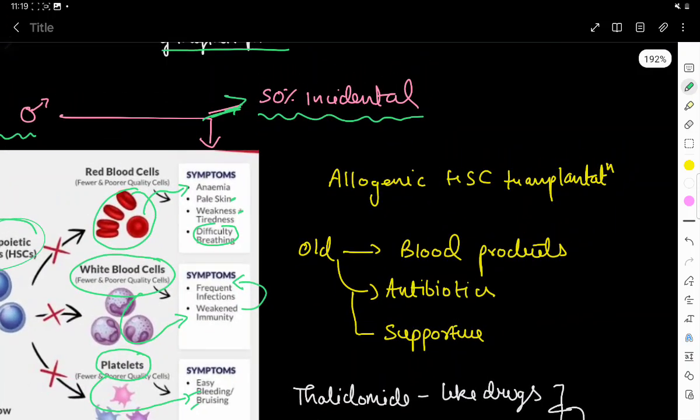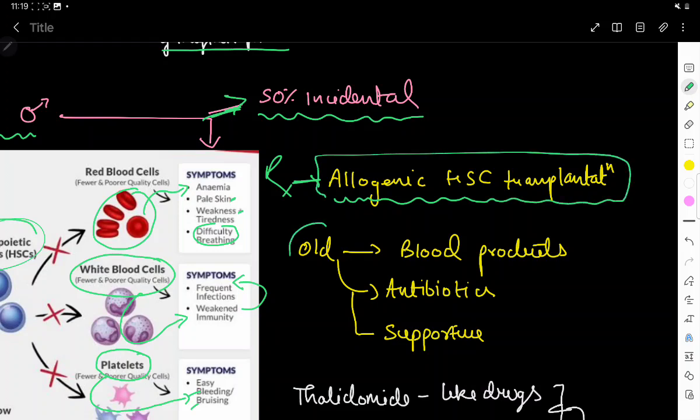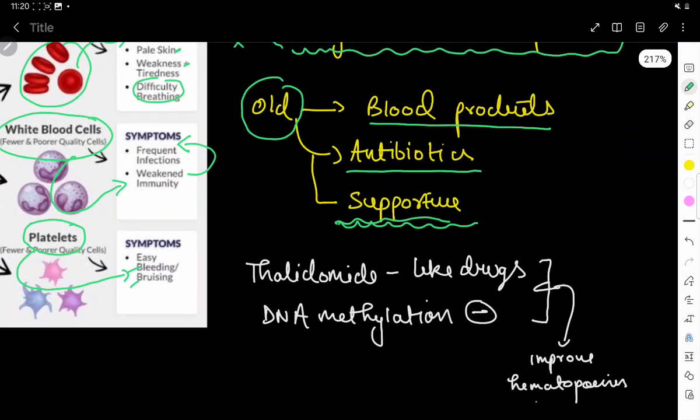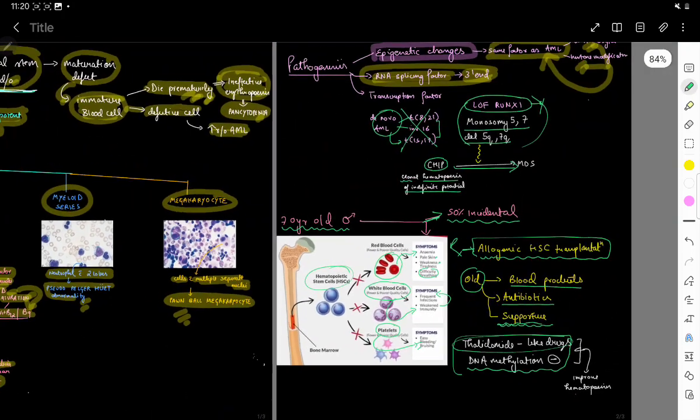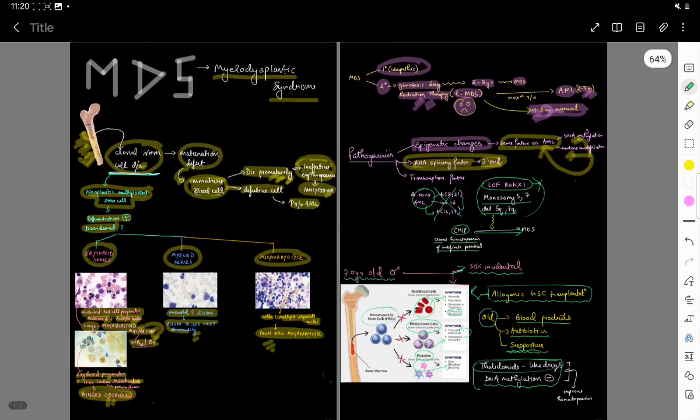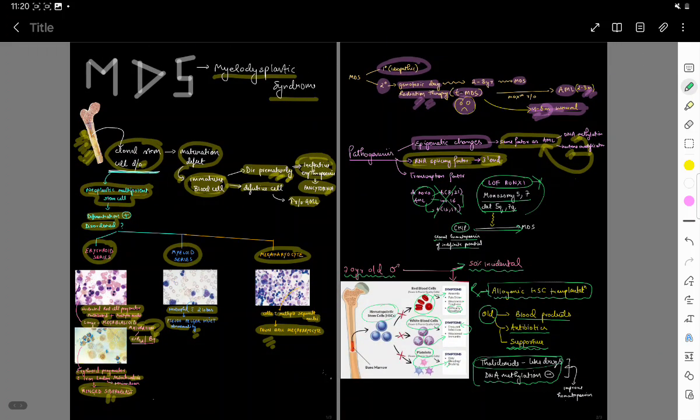What we can do for a patient of MDS is, if the patient is young, you can go for allogeneic hematopoietic stem cell transplantation. But in an old patient, this is not an option. So you go for blood products to manage the patient, you give antibiotics in the cases of repeated infection, and you support the patient, you give the supportive treatment. We also found use of thalidomide-like drugs, okay, and DNA methylation inhibitors in case of MDS. Specifically, it improves the hematopoiesis in the patient. So these were bits about MDS, and this is a high yield topic in recent exams of INI.